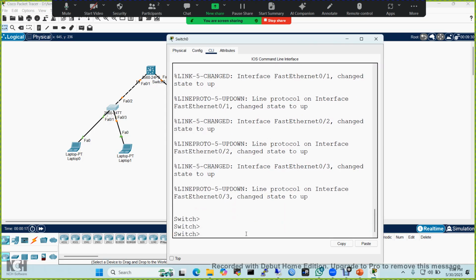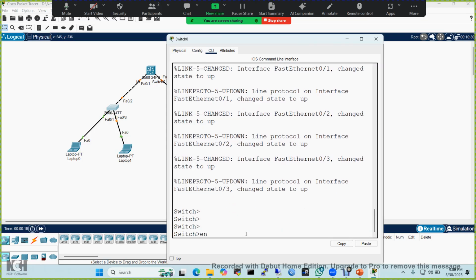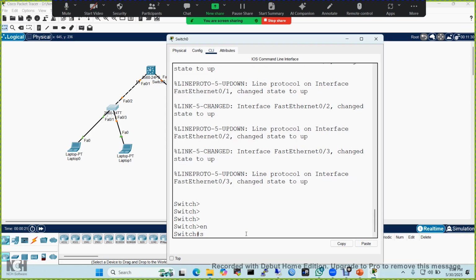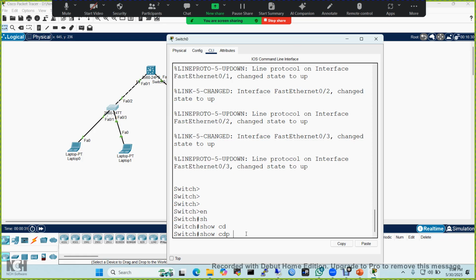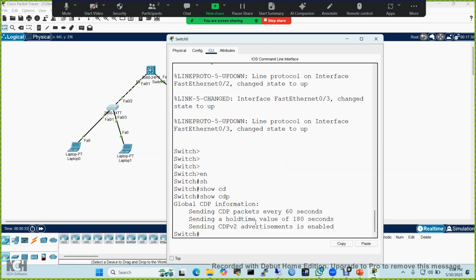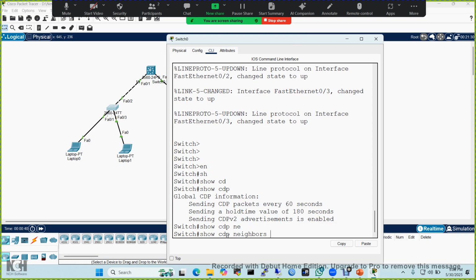What is the command for checking CDP or LLDP? Do you know? First, I am checking the status of CDP. Show CDP. Okay, it's showing. There is another command for checking CDP neighbors.